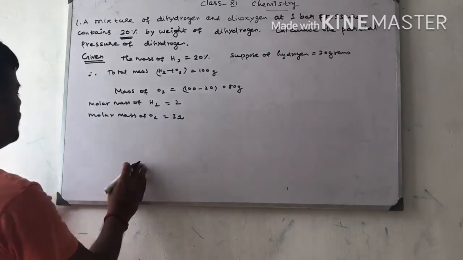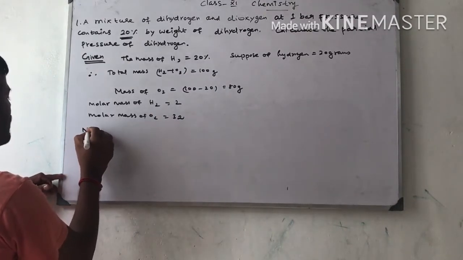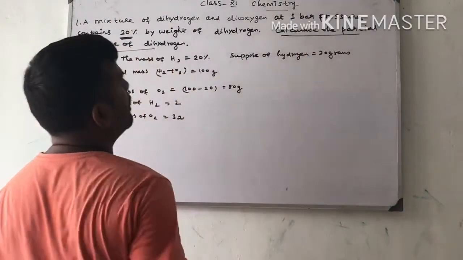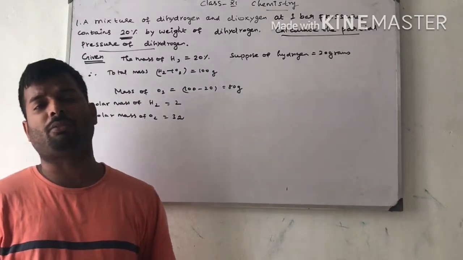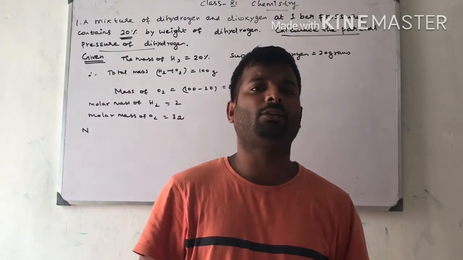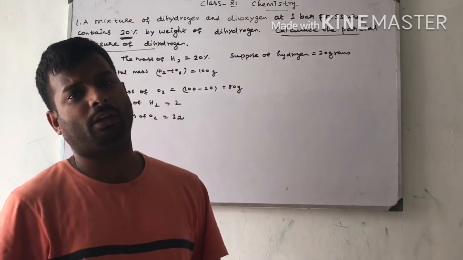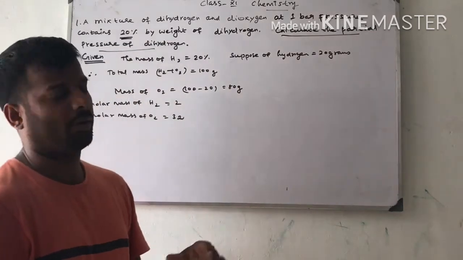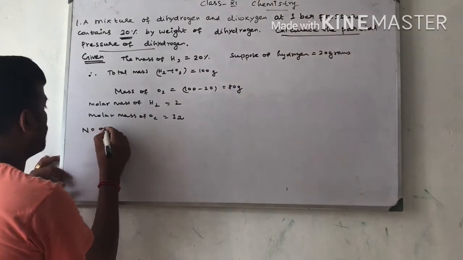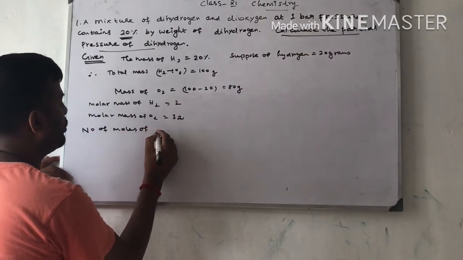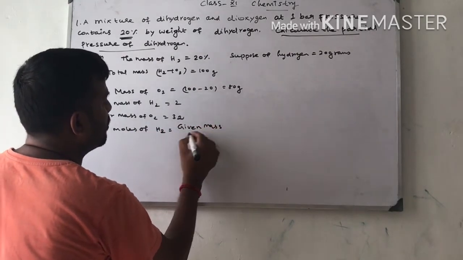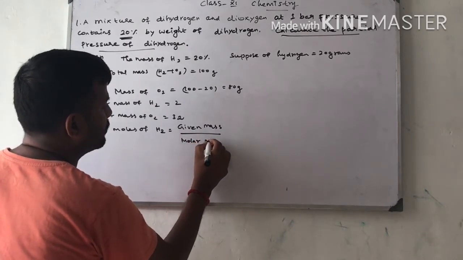Next, to calculate the partial pressure, we can use the formula: partial pressure is equal to mole fraction into P total. That's the formula we used in Dalton's law of partial pressure. Here also we apply it. For this, we first need to find the number of moles. Number of moles of hydrogen is equal to given mass by molar mass.